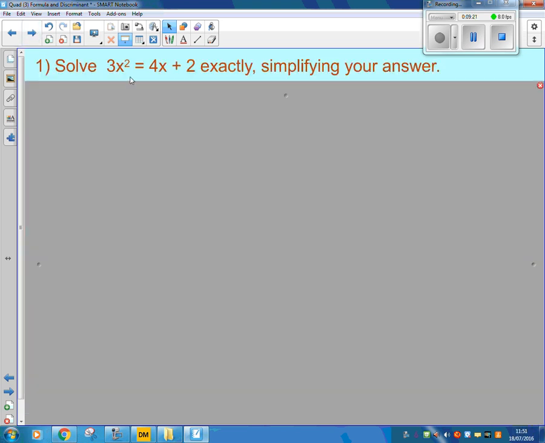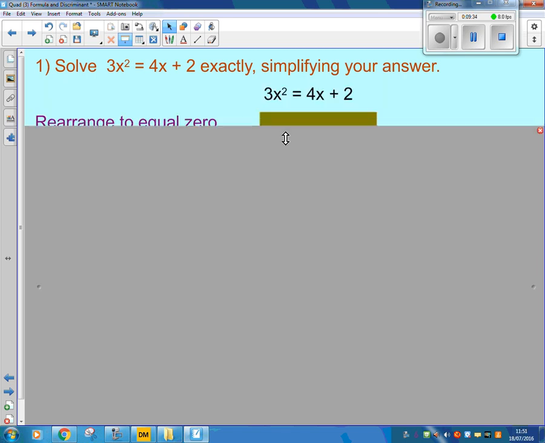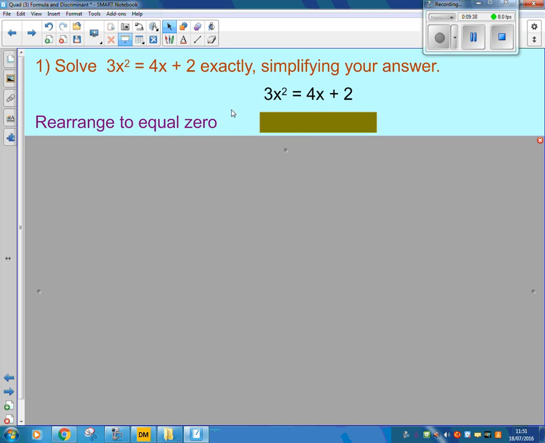Firstly, solve 3x squared equals 4x plus 2 exactly, simplifying your answer. Now this question is an ideal one for using your quadratic formula. But first thing we need to do is rearrange it so it equals 0. So if we move a plus 4x and a plus 2 across to the left, they become minus 4x and minus 2. So you get 3x squared minus 4x minus 2 is 0.